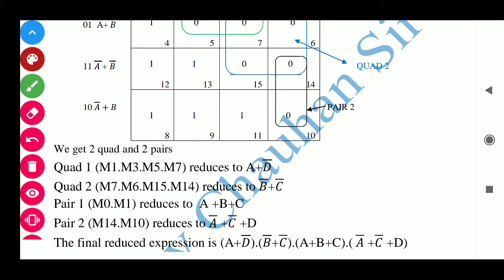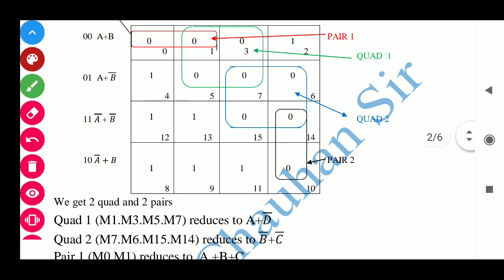Understood? Now quad 2, M7, M6, you must write like this way as I have written here, because you have to brief about your pairs, quads and octet. So quad 1, M1 dot, you must write that dot in place of plus sign as we have used in SOP, but it is POS, so you have to write dot. So M1 dot M3 dot M5 dot M7 shows your quad 1. Same way quad 2, M7, M6, M15 and M14.